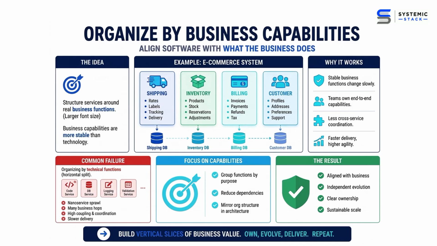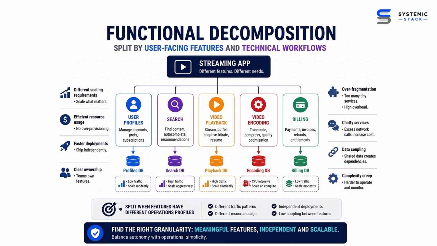This often leads to a nano service mess, where you have to jump through 5 different services just to complete one business action. When you're in an interview, try to map the system's requirements to these broad business categories. It shows you understand the big picture and aren't just focused on the code. By grouping related functions together, you reduce the need for cross-service communication and make the system much easier to reason about. It aligns the technical architecture with the organizational structure, which is a key principle for long-term maintainability. Functional decomposition takes the idea of business capabilities a step further by focusing on specific feature-based splits.